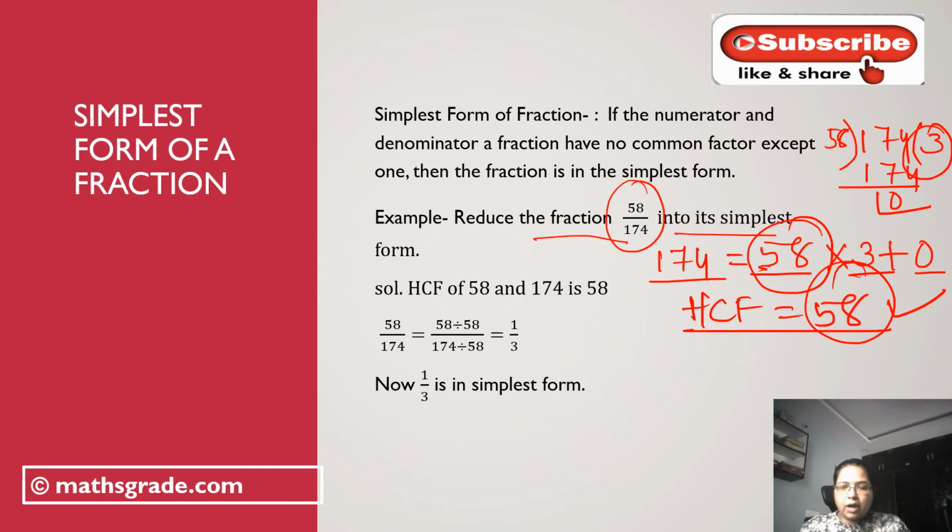Now we have to divide the numerator and denominator of the given fraction 58 divided by 174 by the highest common factor. The numerator is 58, so we divide the numerator by the highest common factor, that is 58. 58 divided by 58 is 1, and the denominator 174 divided by the highest common factor 58 is 3. Now we get the fraction 1 divided by 3, and 1 divided by 3 is in simplest form. This is the simplest form of the given fraction 58 divided by 174.